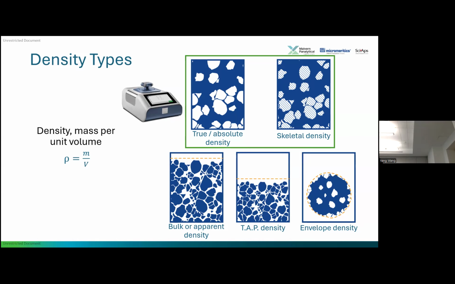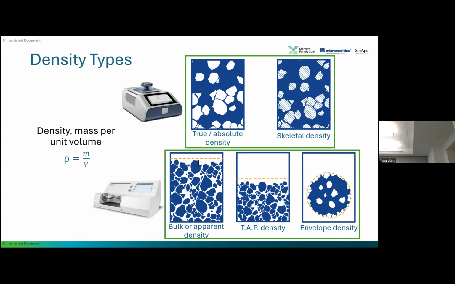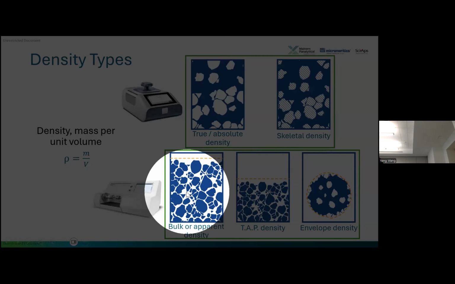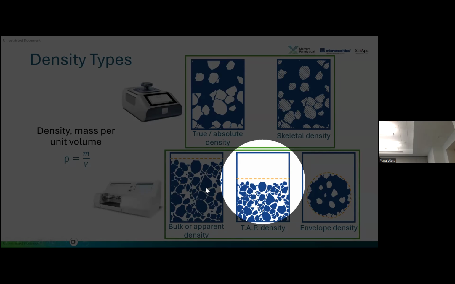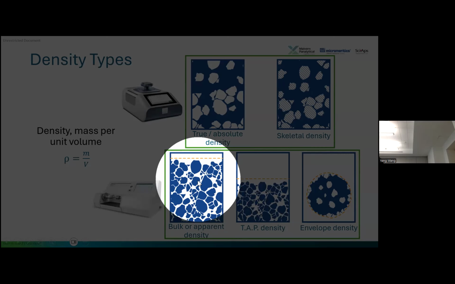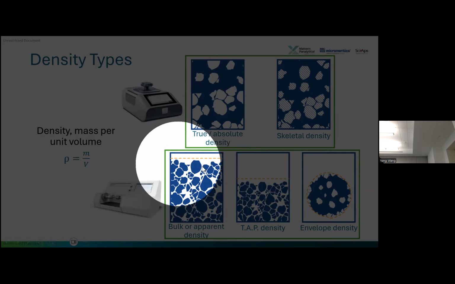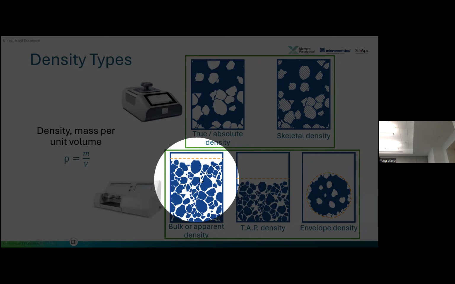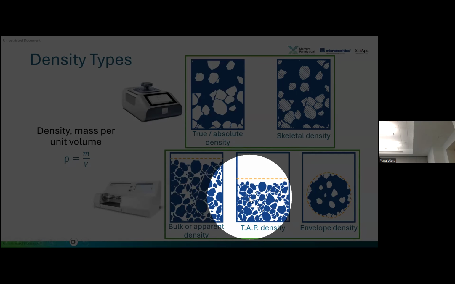And then below that, you can see that we have some other measurements. So you have bulk density and tap density. Bulk density is just filling a container with powder and seeing the volume, and the volume includes the interstitial spaces between the particles. When you apply a force, like tapping or any other kind of consolidation force, that's called tap density.